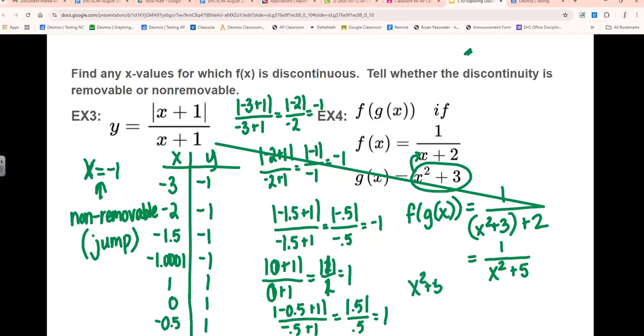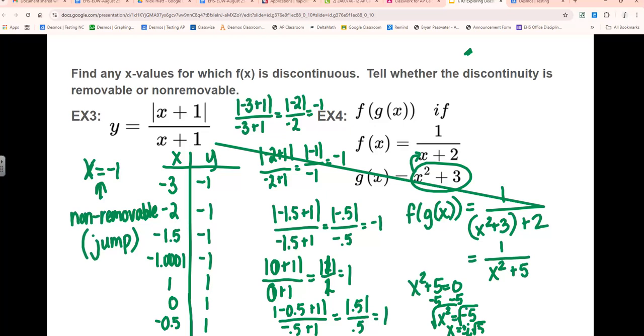X squared plus 5, if I set that equal to 0, then that's going to give me the place where I have discontinuities. So to solve that, I would need to subtract 5 first. Oh, but what's going to happen here? Yeah, if I square root both sides, I'm getting i square root of 5, plus or minus i square root of 5. Can you find i square root of 5 on a graph? You cannot. That's not a real number.